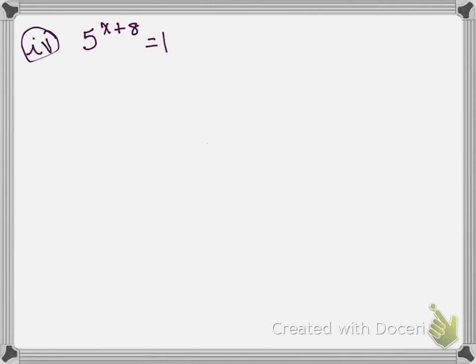But anything raised to the 0 power is 1. So could I rewrite this as 5 to the x plus 8 equals 5 to the 0 power? Have I changed the value of anything if I rewrite that 1 as 5 to the 0 power? The answer to that is no, I haven't. So now I've got my bases the same, so I can rewrite this as x plus 8 equals 0. If my bases are the same, then my exponents have to be equal. And so once I subtract 8 from both sides, I have x equals negative 8.